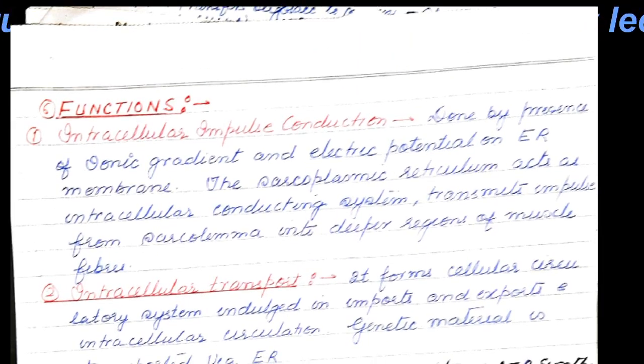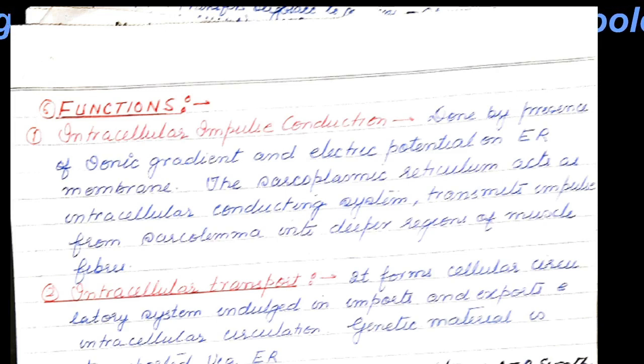Then students come to the functions of endoplasmic reticulum. First one is intracellular impulse conduction. The impulses travel biochemically through ions, and there is a conduction of impulse inside the cell also, and this is done by endoplasmic reticulum. How does it perform the function of impulse conduction? It does so by presence of ionic gradient and electric potential on endoplasmic membrane.